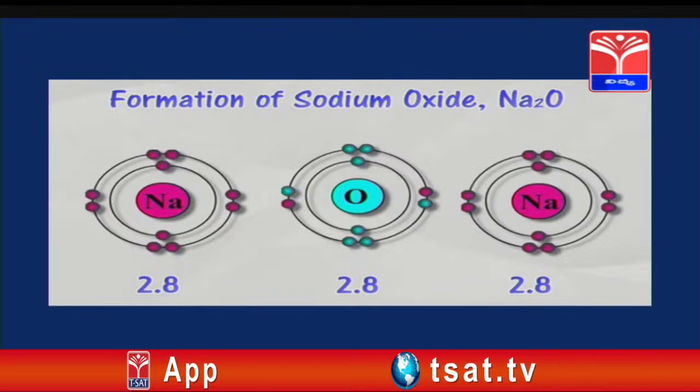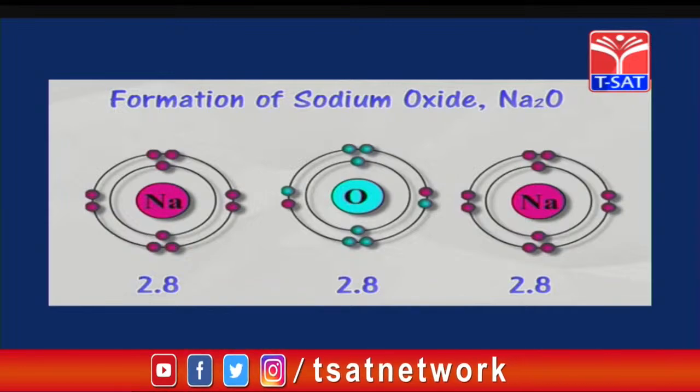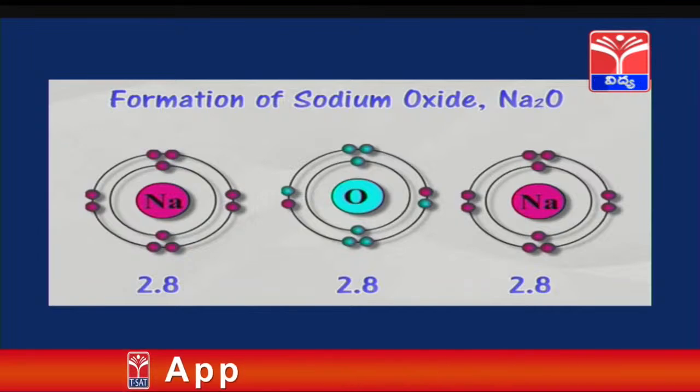Sodium oxide. Sodium is a metal and oxygen is a non-metal. Do you remember the atomic number of sodium? 11. So, the nearest inert gas present to sodium is neon with an atomic number 10. So, sodium tends to lose one electron to attain octet configuration like neon.